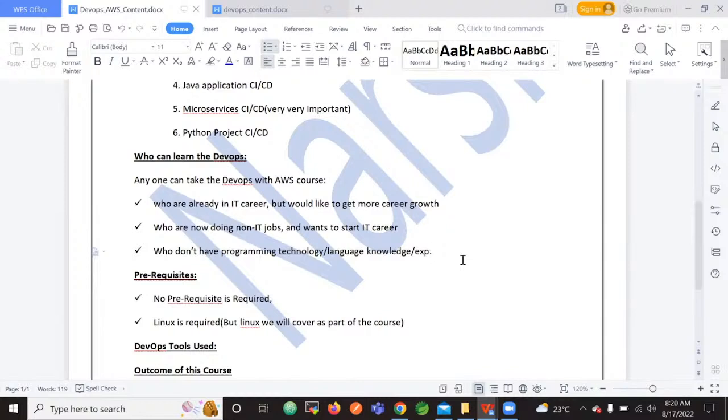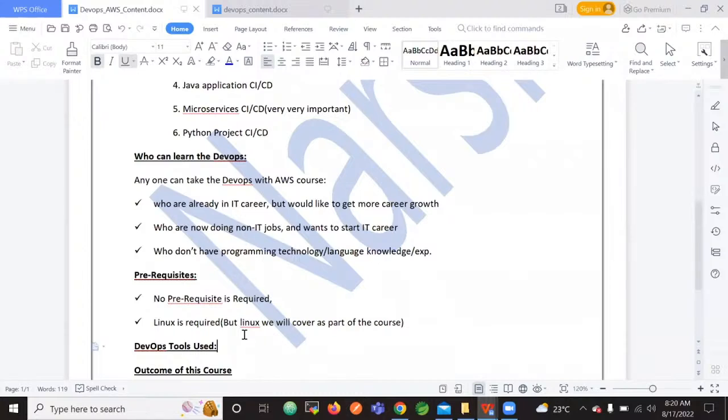How many tools will you cover in this course? That is what we will discuss. Today's topic is that only. I'll explain what we'll cover.